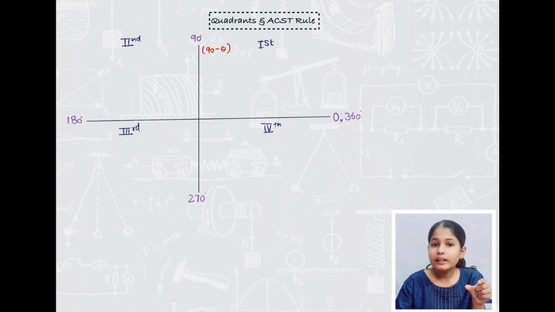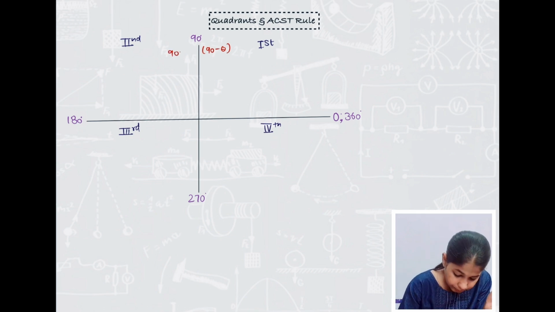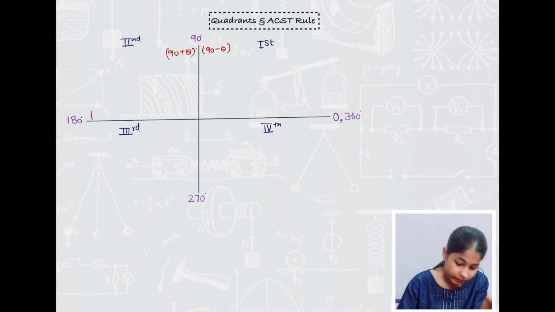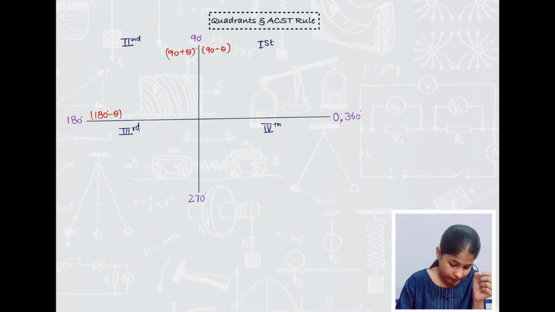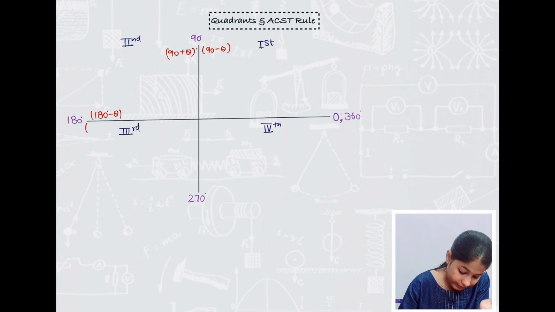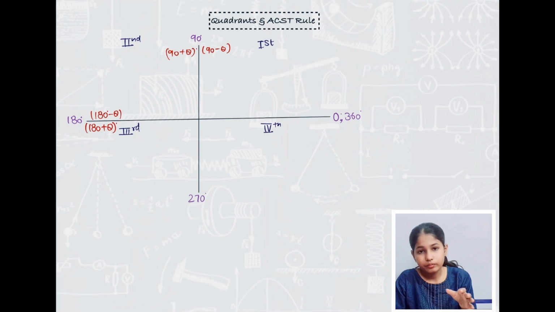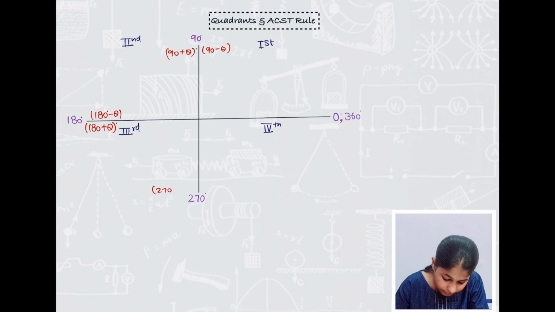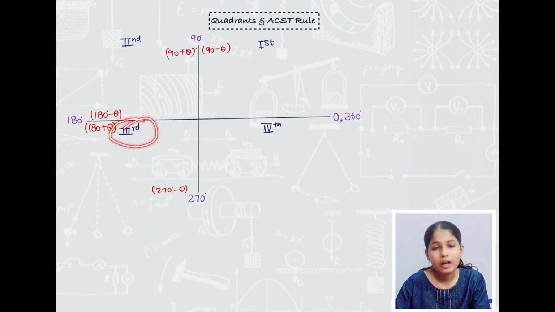If theta is greater than 90 degree and less than 180 degree, then it will lie in the second quadrant. Okay, then if theta is greater than 180 degree and smaller than 270 degree, then it will lie in our third quadrant.